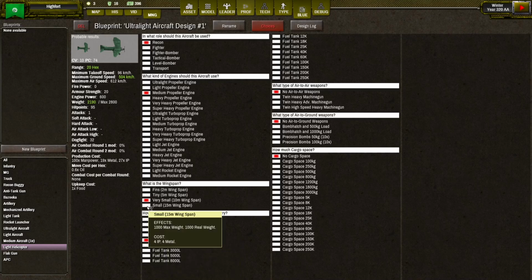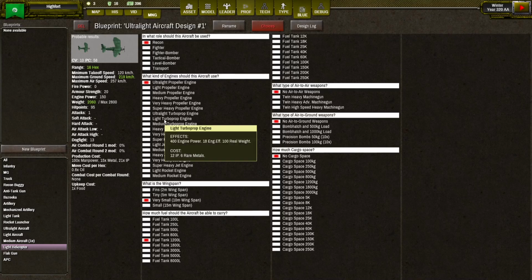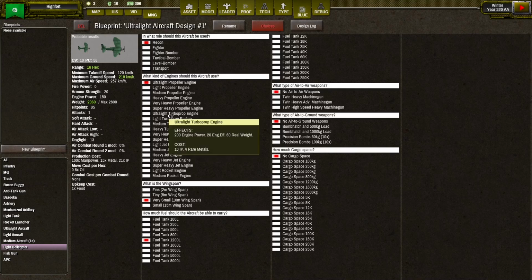Let's check, maybe no. So you can see 20 hex. This is a very good range and with a little cost of the oil. But one piece of information: if you have turboprop technology, this variant of propeller engine is better, much more efficient. So this turbo version has the same stats, but higher engine power.